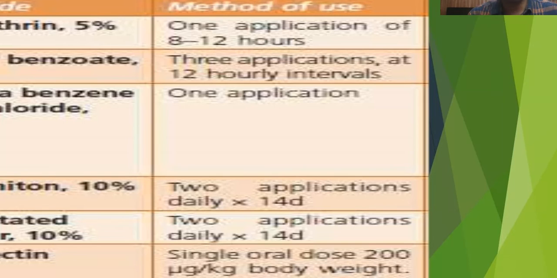Then there are other formulations available like benzyl benzoate, crotamiton, which comes with the name of Scabion, and ivermectin, and other sulfur combinations. They can also be used. The treatment of choice is only permethrin. So this is a poison. This has to be kept away from infants and children. So all the safety measures should be taken into account to avoid accidental poisoning with permethrin.